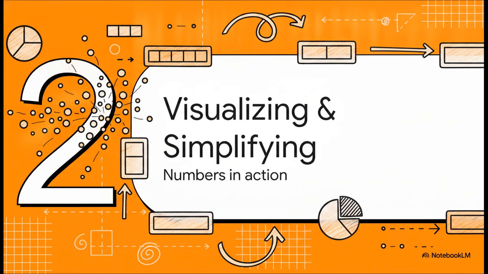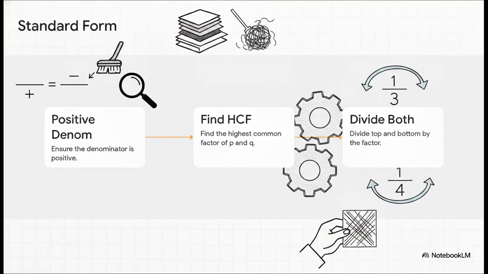Moving right along to section 2, visualizing and simplifying. Let's see these numbers in action. In math, we really like things tidy. And that's exactly what standard form is all about. If you get a messy, complicated fraction, here's your step-by-step cleanup routine. Step 1, always ensure your denominator, the bottom number, is positive. If it's negative, just kick that negative sign up to the top. Step 2, find the highest common factor, or HCF, for both numbers. And step 3, just divide both the top and bottom by that factor.